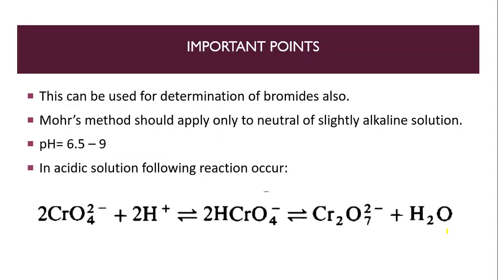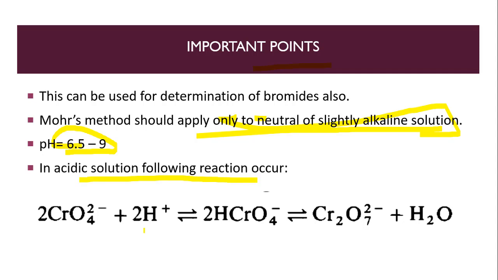What are the important points of this method? We can use this method for determination of bromides. For this method we should maintain a basic pH, that is 6.5 to 9. So only a neutral or slightly alkaline solution should be used. In an acidic solution, the chromate will react with acid and there will be formation of chromic acid. We don't want that.